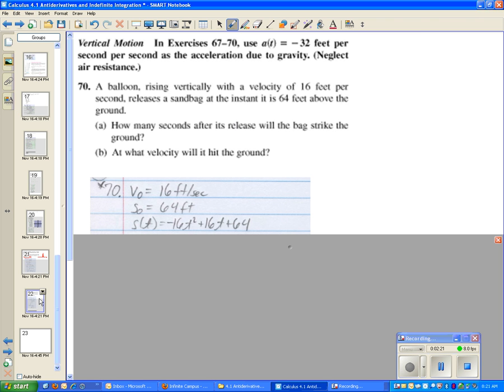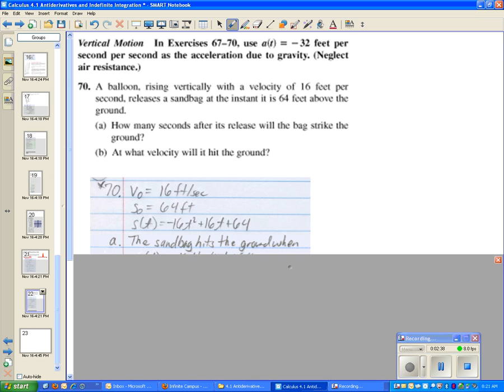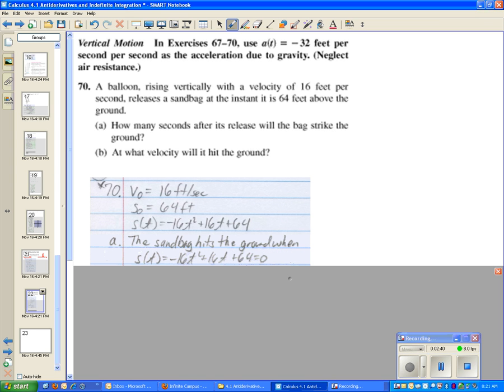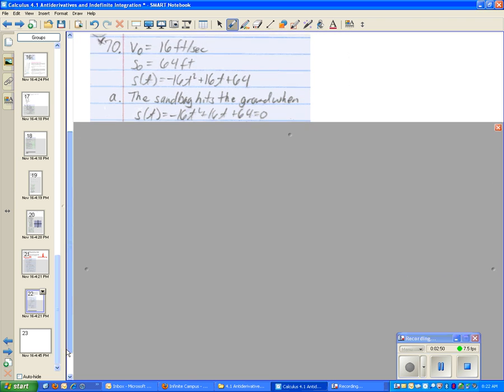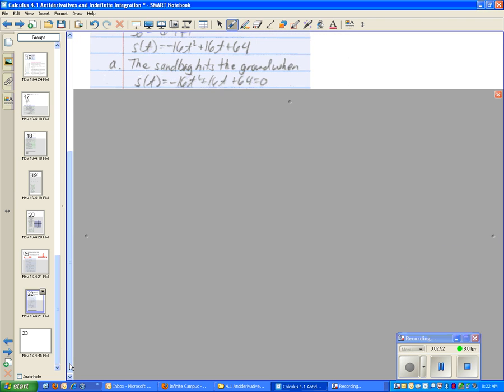All right, let's see. Our first question is, how many seconds after its release will it strike the ground? How far off the ground is it when it strikes the ground? 0. It started at 64 feet. So the sandbag hits the ground when the position function equals 0. Make sense?